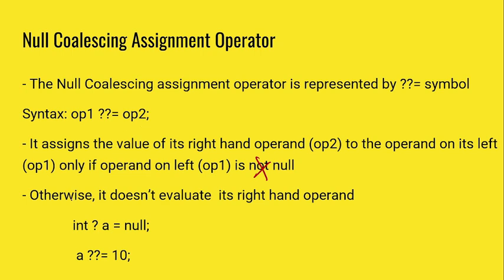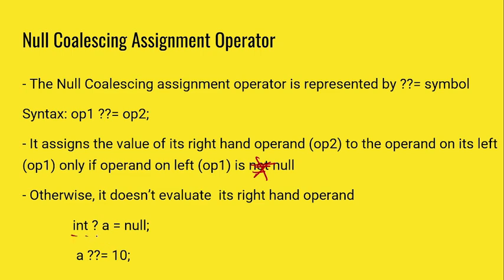Otherwise, that is, if it is not null, it doesn't evaluate its right hand operand. Okay, please pardon me for the mistake, but get it clearly. If OP1 is null, OP2 will be assigned to it, and otherwise if OP1 is not null, it will not evaluate OP2, but it will continue with OP1 as it is. Clear?